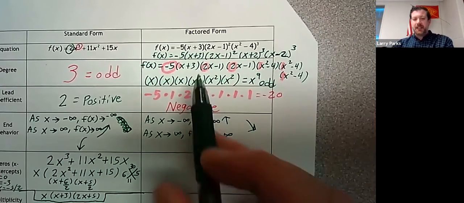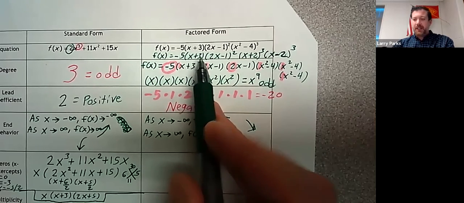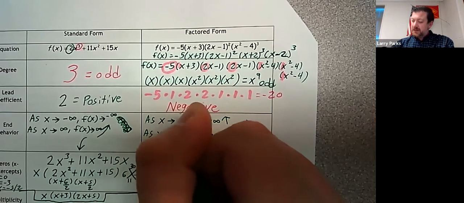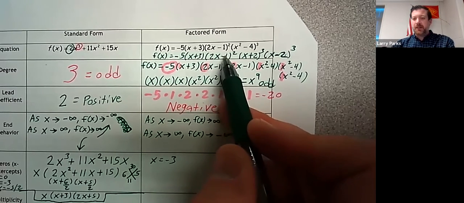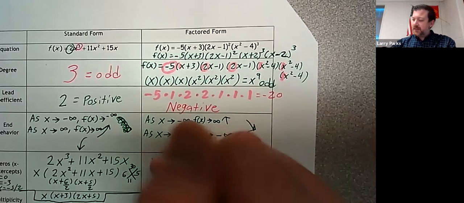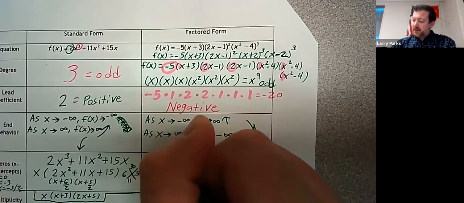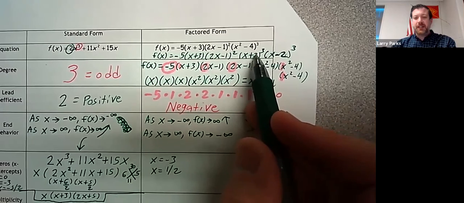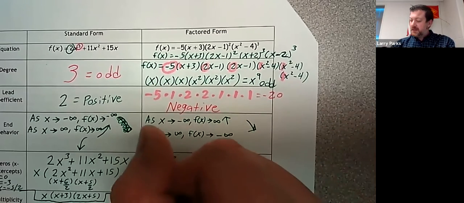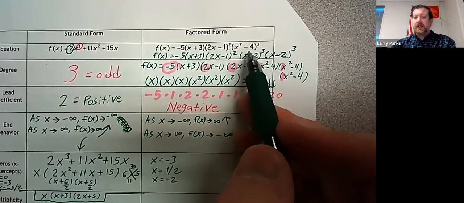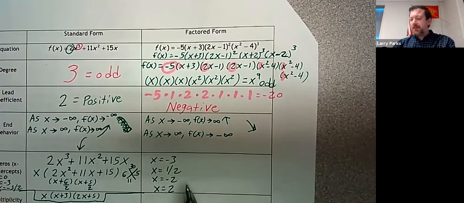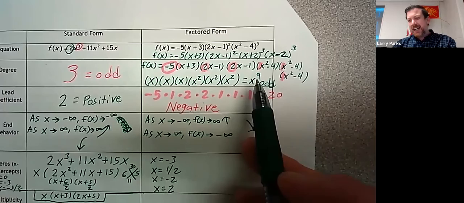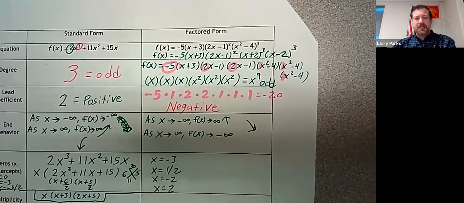So what are the zeros? The zeros would be for x plus 3, negative 3. For 2x minus 1, if you set that equal to 0, you get 1/2. For x plus 2, you'd get negative 2. And for x minus 2, you'd get positive 2. Now the problem is I only listed 4 zeros, but it's to the 9th power, so I need 9 zeros. So some of these are duplicates.